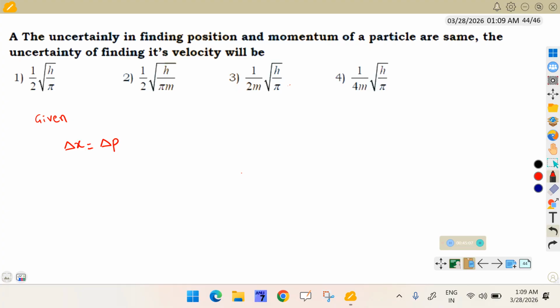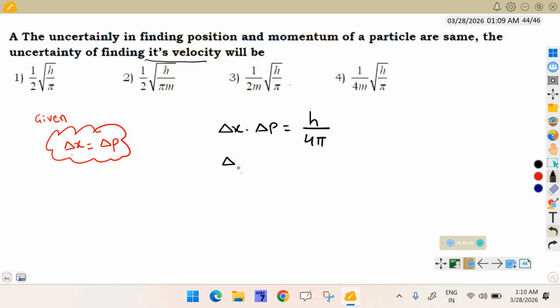The uncertainty in finding position and momentum of a particle is same. Delta x is equals to delta p, given condition. Okay. The uncertainty of finding its velocity, we know that delta x into delta p is equals to h by 4 pi. Given condition delta x is equals to delta p, in the place of delta x use delta p. Delta p into delta p is equals to h by 4 pi. P indicates momentum.